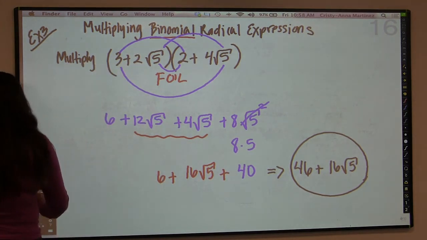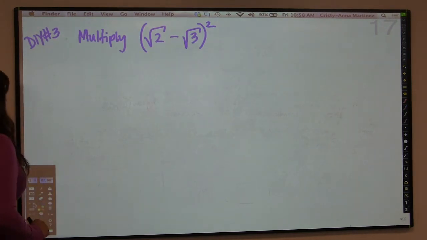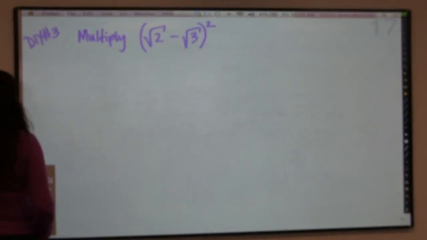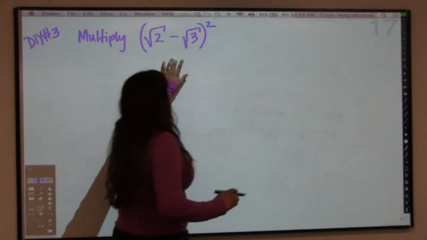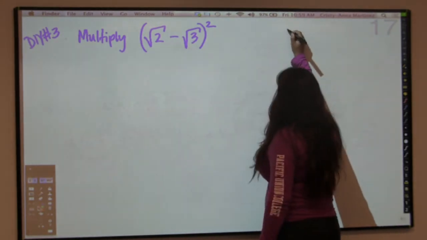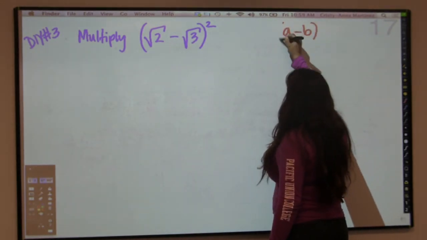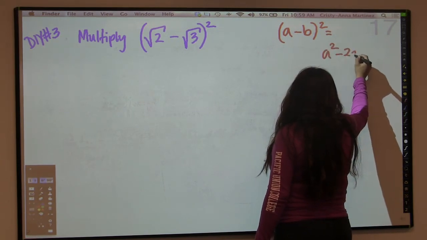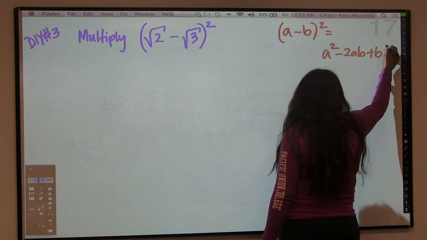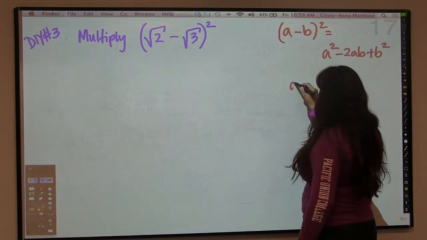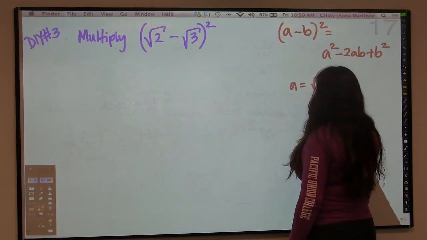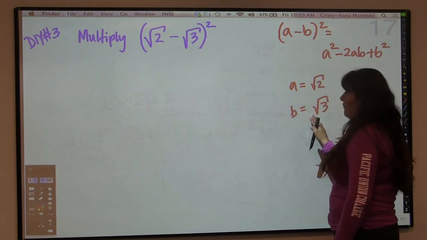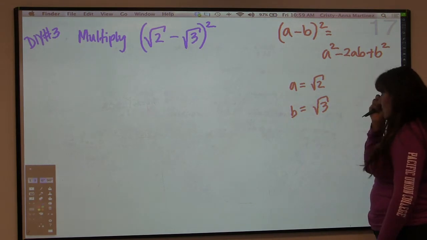So now you will try one on your own. I do want to give you a little bit of a hint here. I don't want you to get too scared. This is the same. You can either use the formula, if you remember from before, a minus b quantity squared is equal to a squared minus 2ab plus b squared, where in this case the a would equal root 2 and the b would equal root 3. Remember that we don't attach positive or negative to it. The formula will take care of it on its own.